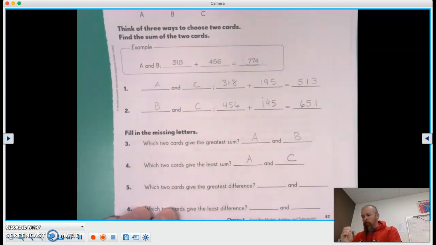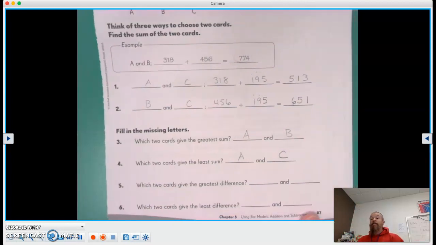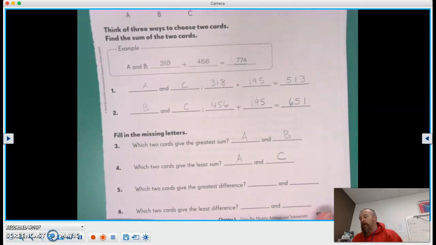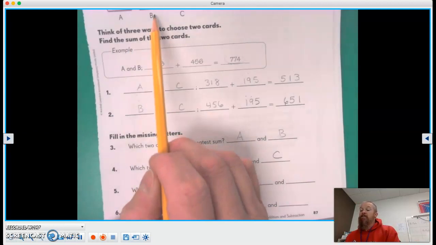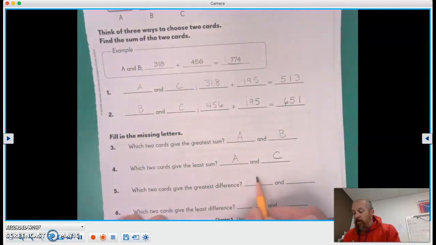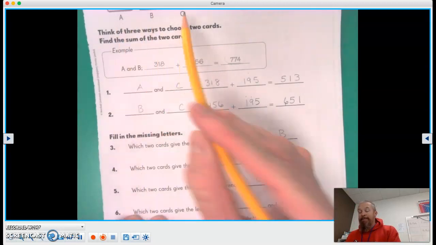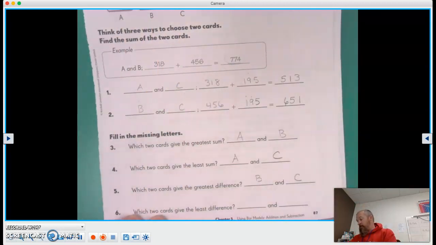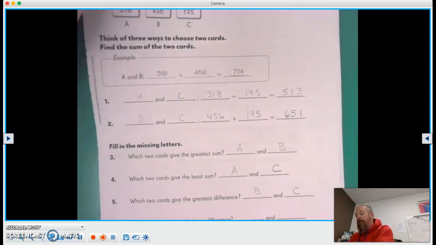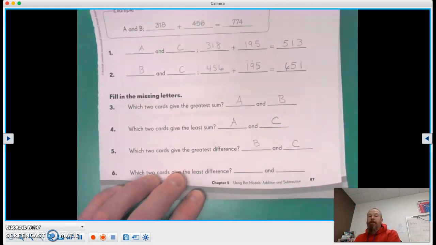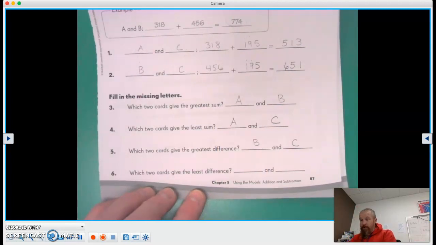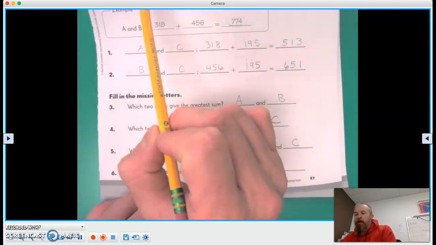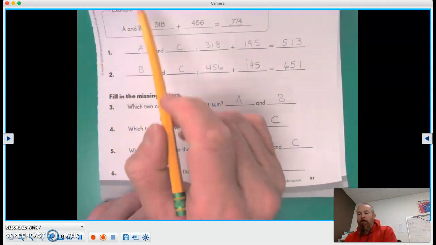Now, which two cards give the greatest difference? Here we really got to think about what's the largest number, which is 456, and the smallest number. So it's going to be B, and then the smallest number is C. So B and C will give the biggest difference, meaning from the largest number to the smallest number is going to have the most difference. Which two cards give the least difference? We're either going to have to go B to A or A to C.